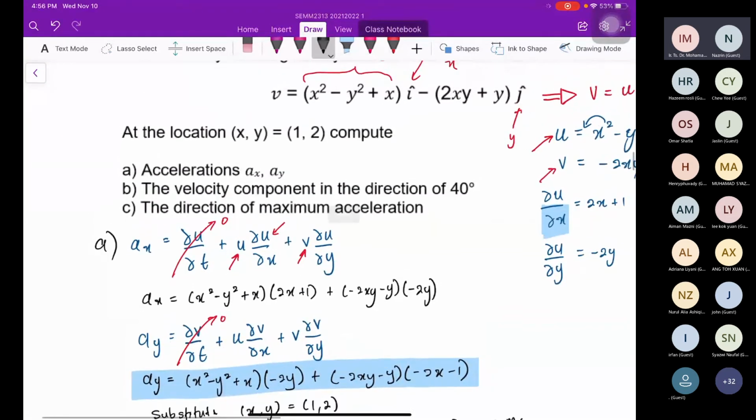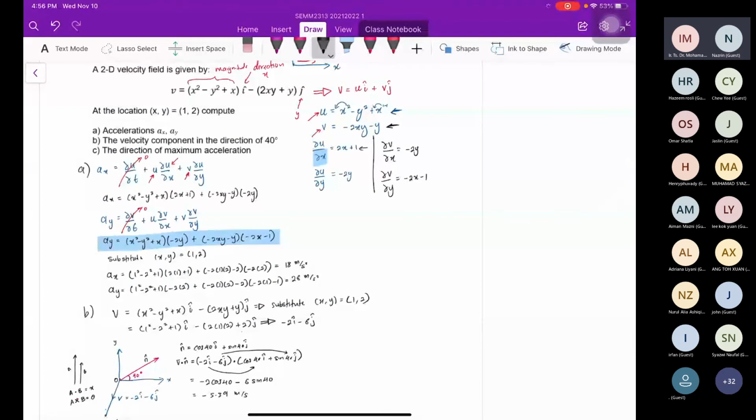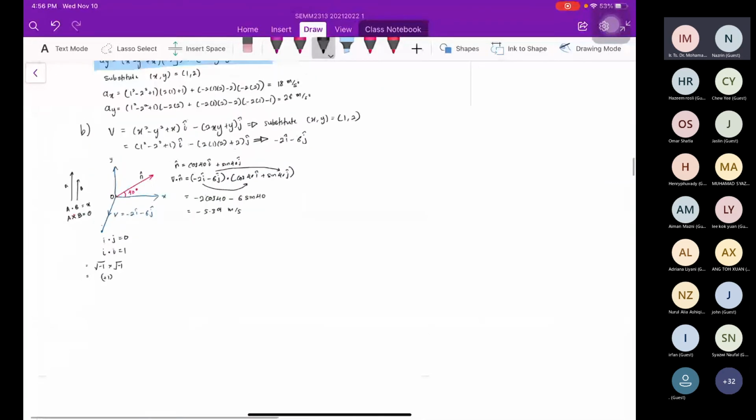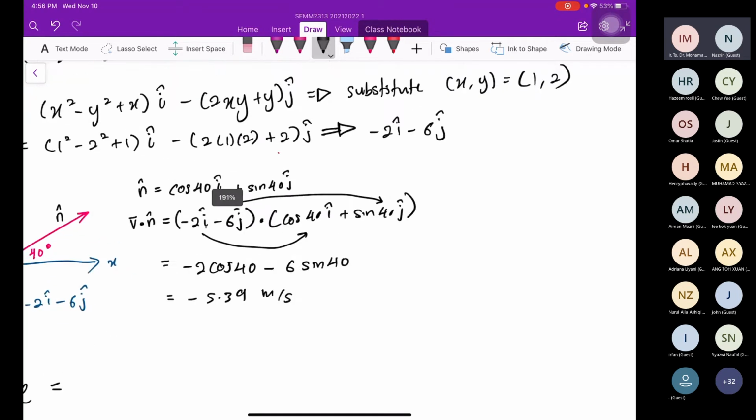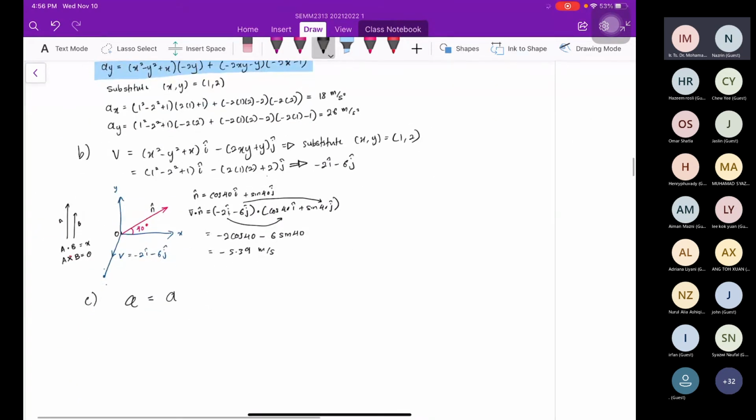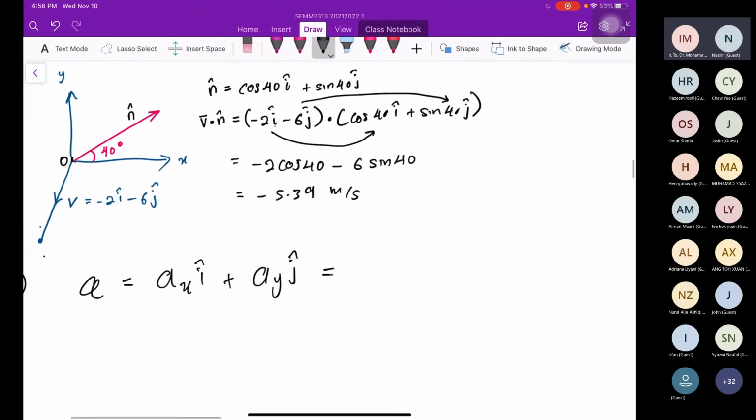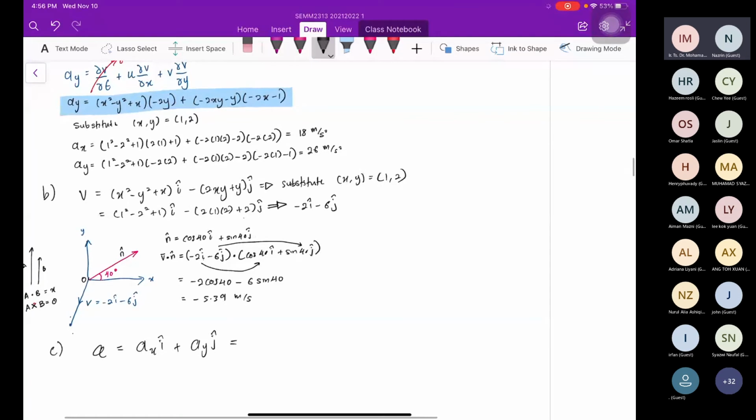the direction of maximum acceleration. In order to get the direction of maximum acceleration, you must know what your acceleration is. What's the value of your acceleration? It must be ax in the I direction and ay in the j direction. You must convert it into vector form. What is your ax value? 18I plus 26j.